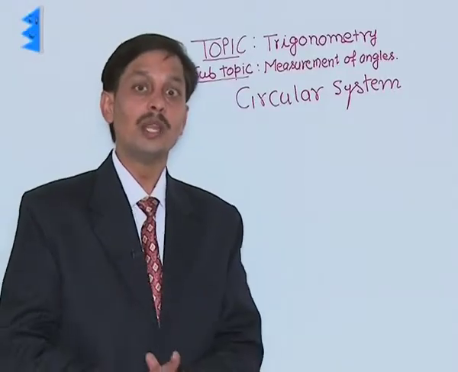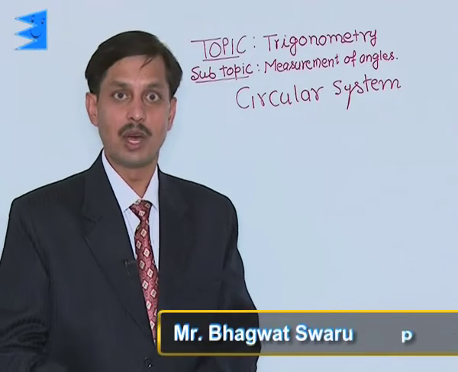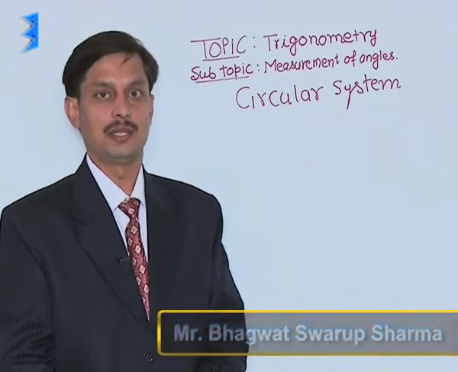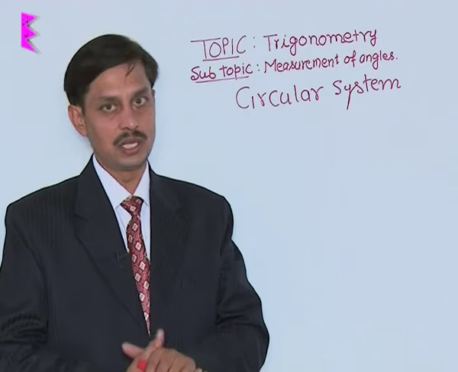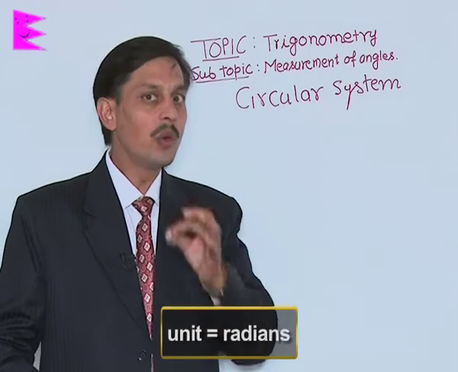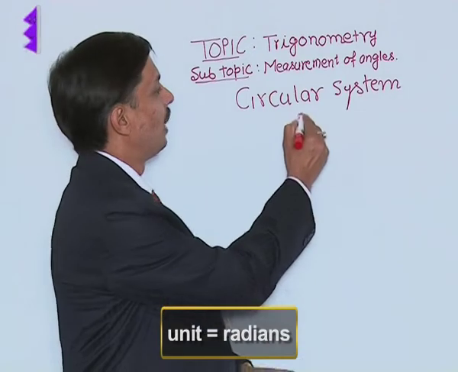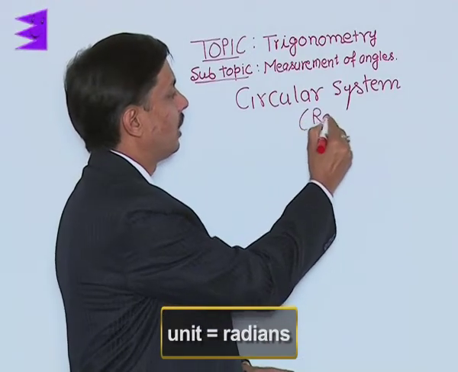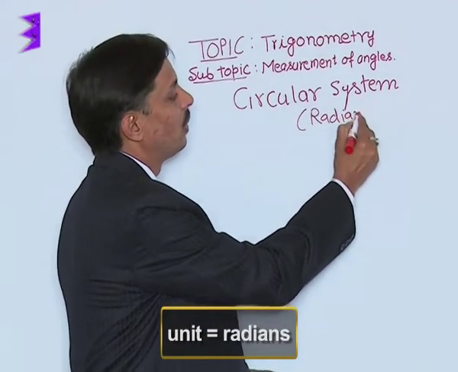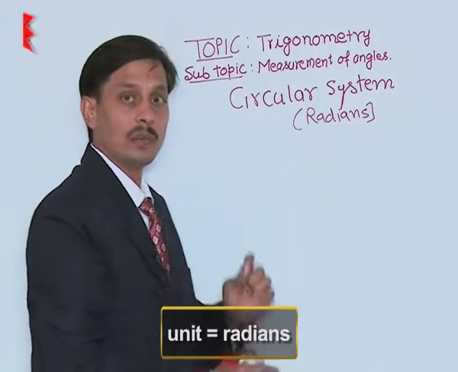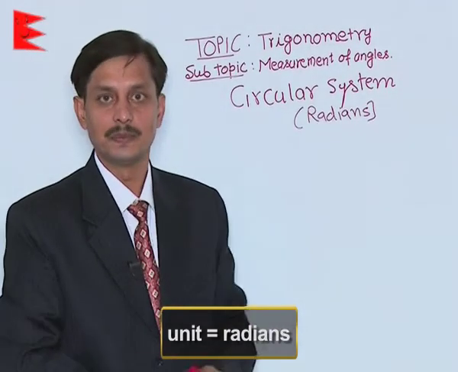Now I want to tell you what the circular system of measurement of angles is. In the circular system, the name of the unit is known as radians. When we measure the angle in radians, we say the name of the system is circular.